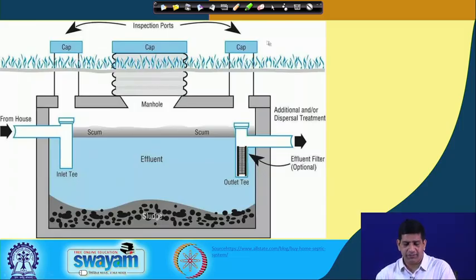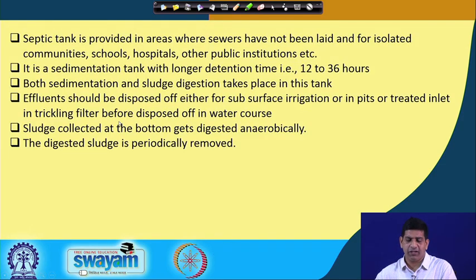On top you can have some inspection ports, where things can be inspected. So, a septic tank is provided in areas where sewers have not been laid: isolated communities, schools, hospitals. Then the sedimentation tank has a longer detention time, 12 to 36 hours. Both sedimentation and sludge digestion take place in the tank.